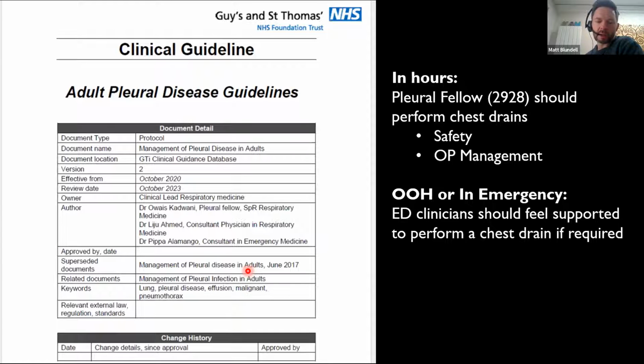as an outpatient. Whereas, as previously said, if you need a chest drain, your average length of stay is 3 days, so it reduces the amount of time you're in hospital. However, out of hours and certainly in emergencies, we as ED clinicians should feel supported to be able to do chest drains. And certainly the last one I saw in hours was about 3 o'clock, I rang the pleural fellow, and he had 3 to do in clinic, so asked us to do it anyway. So even in hours, we should be capable of doing chest drains.